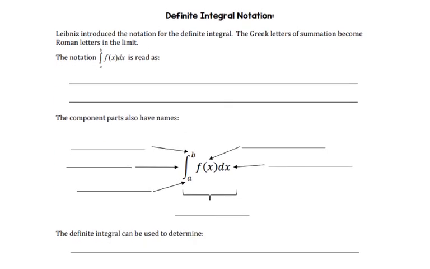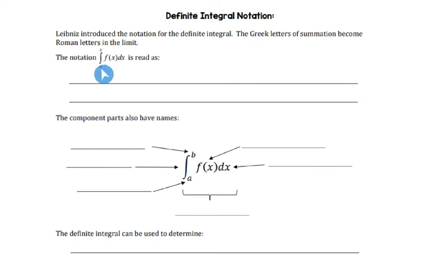So let's do some notation, explanation, and clarification. Leibniz introduced the notation for the definite integral. He and Newton battled it out along with some other people that actually came way before them. That's a whole other story. But as far as notation, I feel like he contributed a lot to what we still use in calculus. And mostly his notation for the definite integral is the most loved, I guess you could say. The Greek letters of summation become Roman letters in the limit.